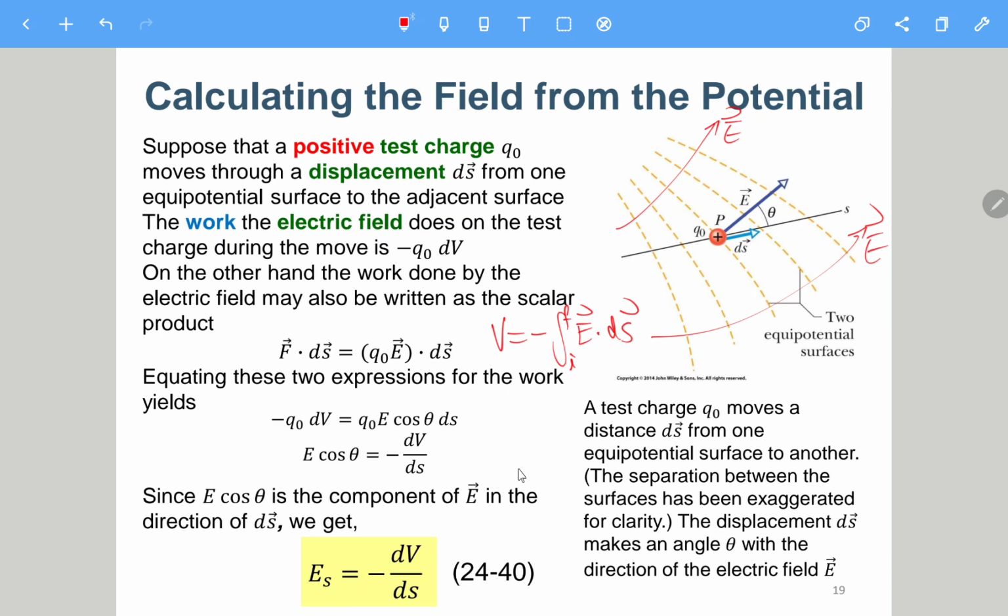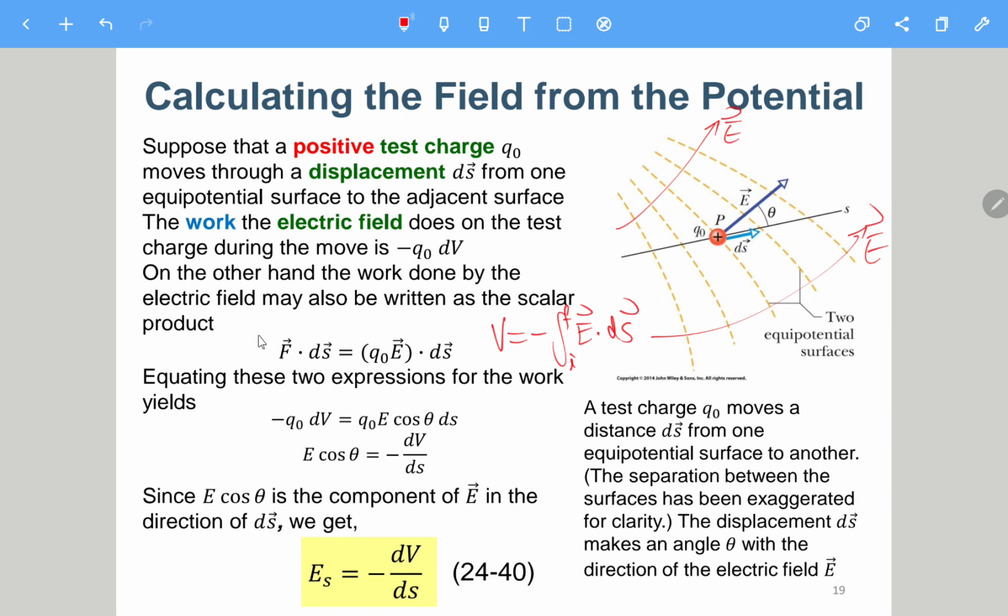In multivariable calculus or multi-dimensional integration, this is a line integral, and then this one will become a gradient, which means a high dimensional derivative. So the idea is like this. Here we try to come up with this expression.